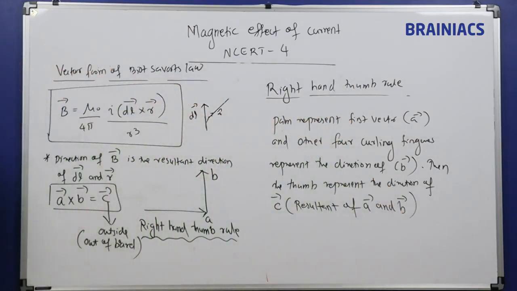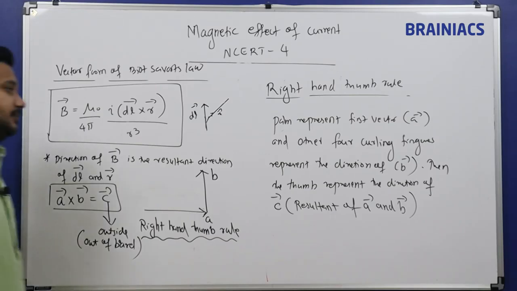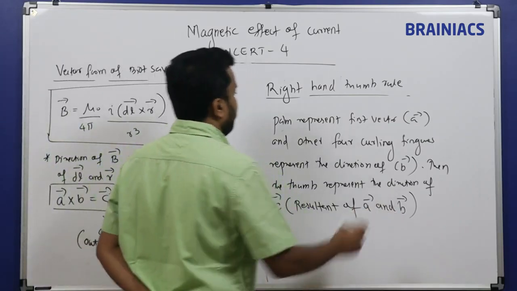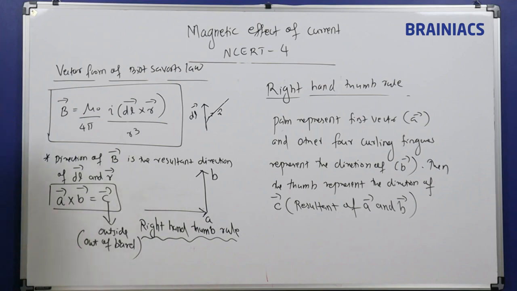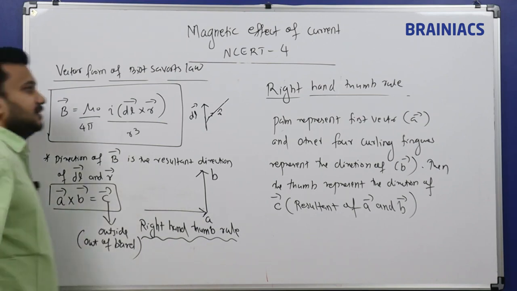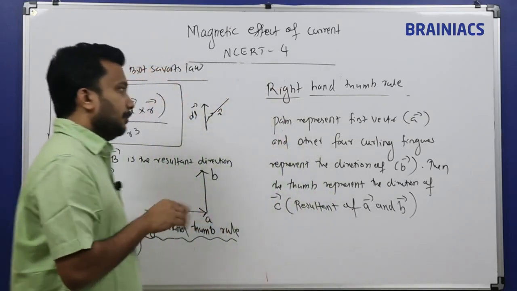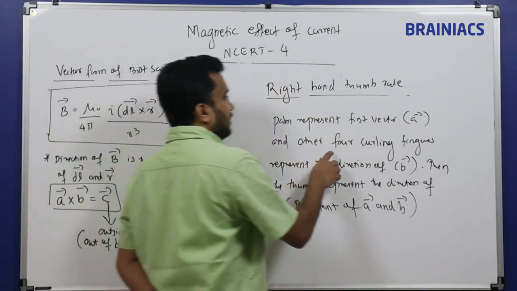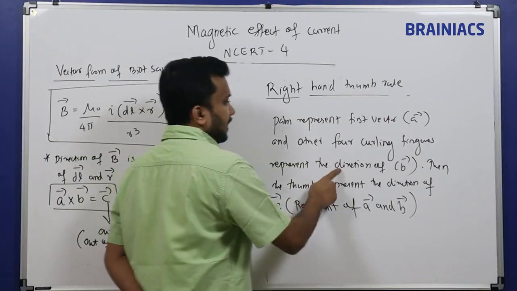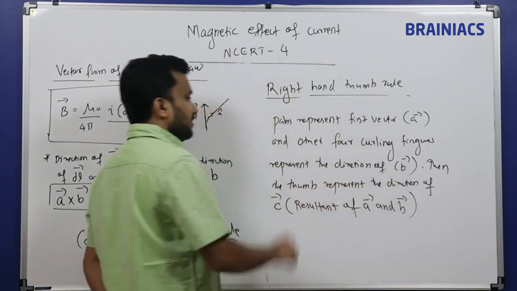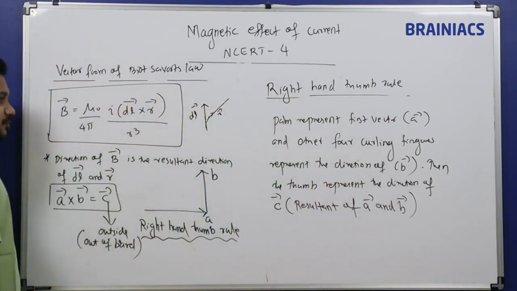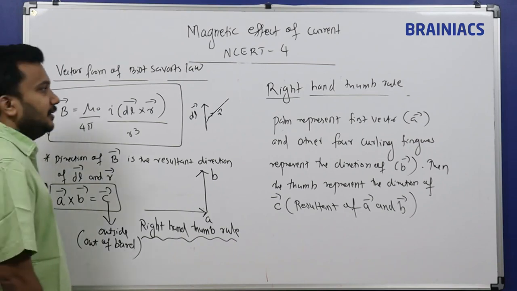The direction of resultant of A and B. Hope it is clear. Right hand thumb rule states that the palm represents the direction of the first vector A, the other four curling fingers represent the direction of B, then the thumb represents the direction of the vector C, which is the resultant of A and B.